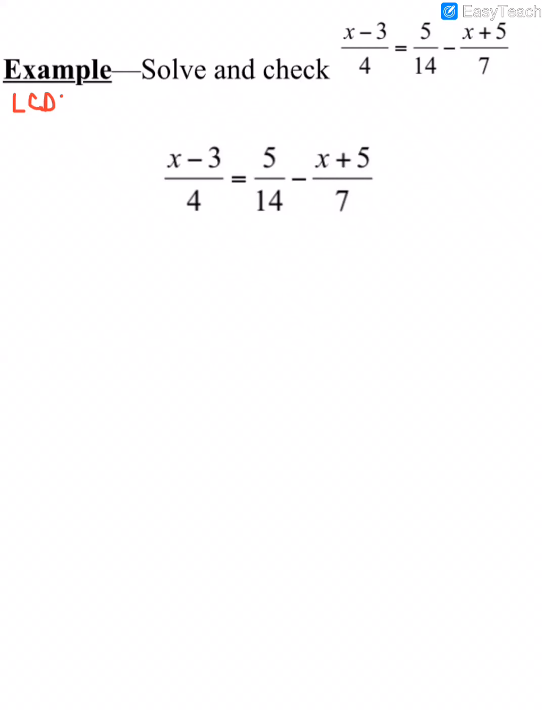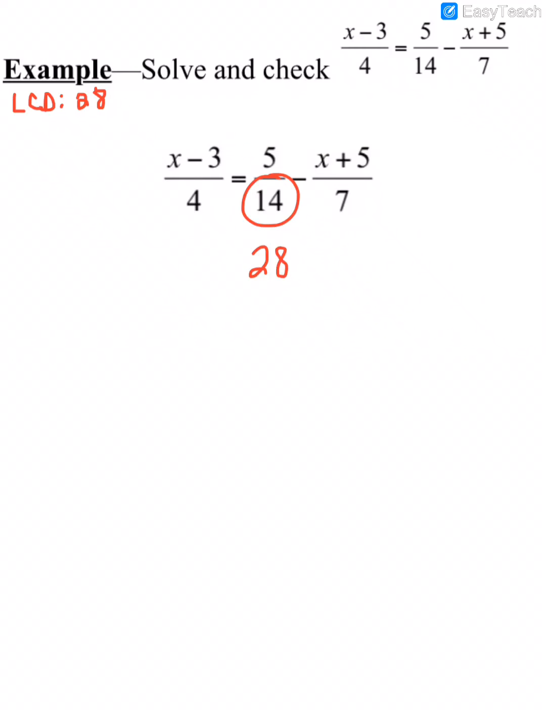If you don't remember how to get a least common denominator, if we have just numbers, look at the largest denominator first. So 14 would be the largest denominator, and we want to see if the other two terms can divide into that number. Well, 7 can divide into 14 evenly, but 4 cannot. So we take that largest denominator and double it. If I double it, I get 28.